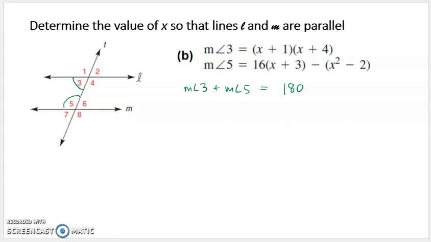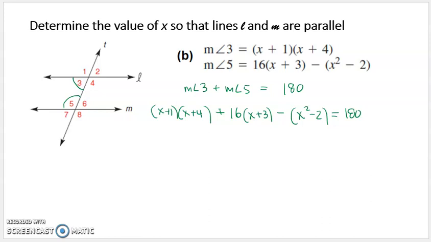So let's set up that equation. We've got a fair amount of algebra to do in this one. Measure of angle 3 is x plus 1 times x plus 4. And the measure of angle 5, which is 16 times x plus 3 minus x squared minus 2, has to equal 180 degrees.